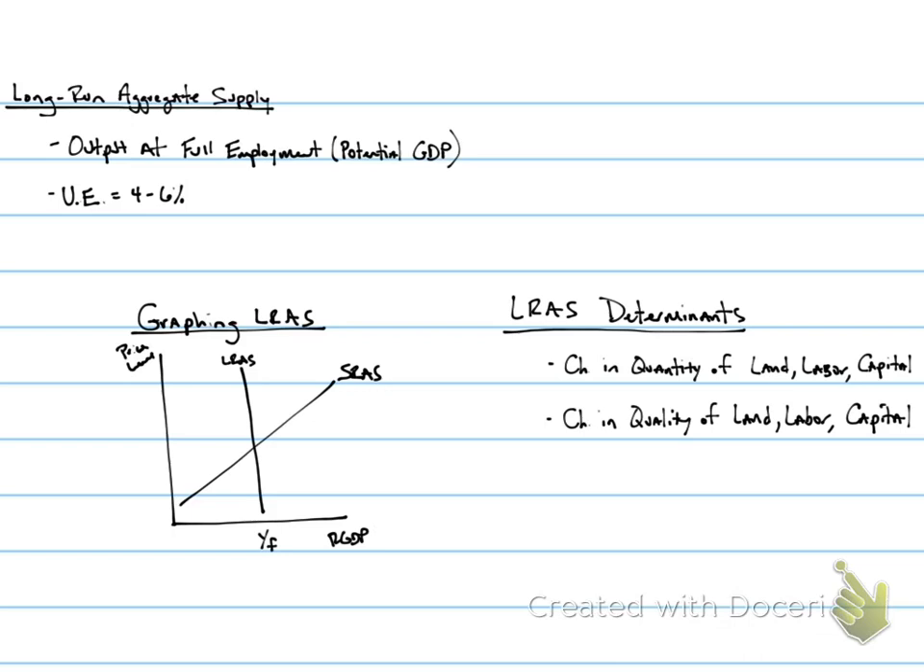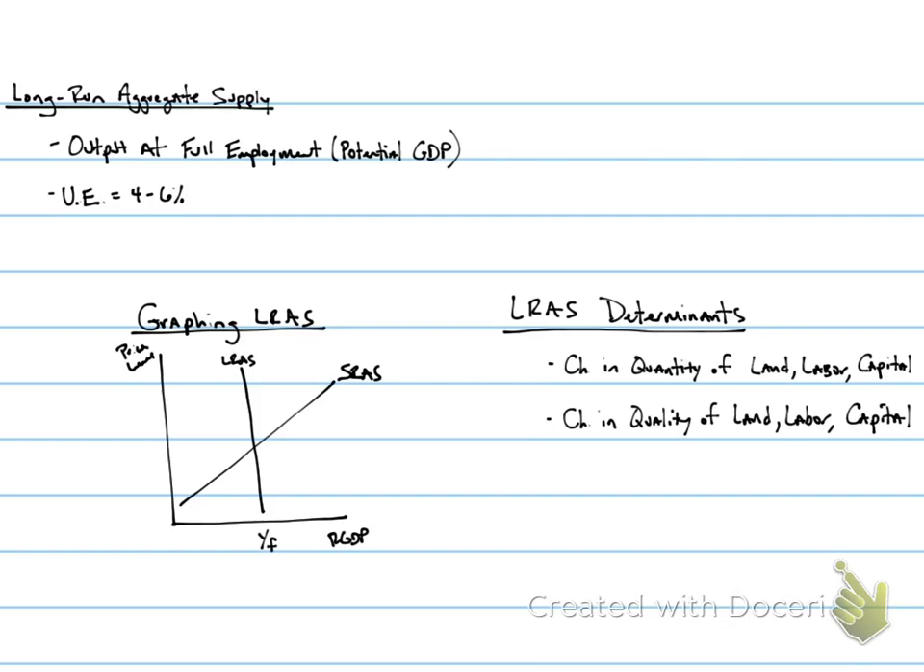So a couple things that we need to highlight about long run aggregate supply is that, number one, it represents our output at our full employment. And remember, full employment is the econ term that represents our potential GDP, or what our production could be if we're fully utilizing our resources. And when we're operating at that point, we often say that the unemployment rate is going to be between the 4 to 6% range. So I think that's an important connection that we need to make sure that we understand.